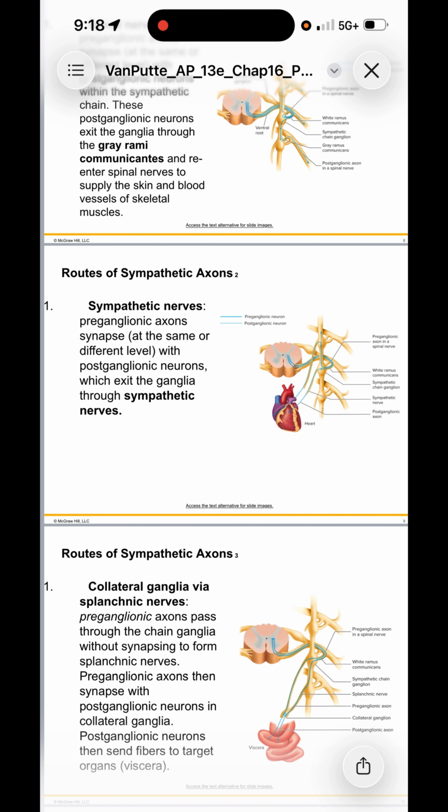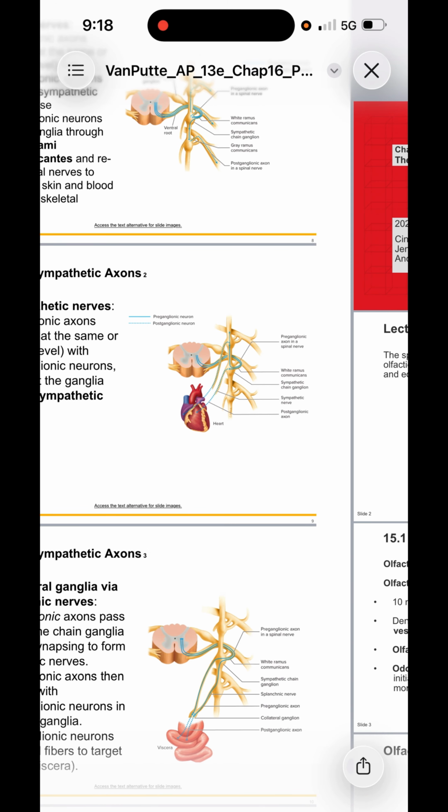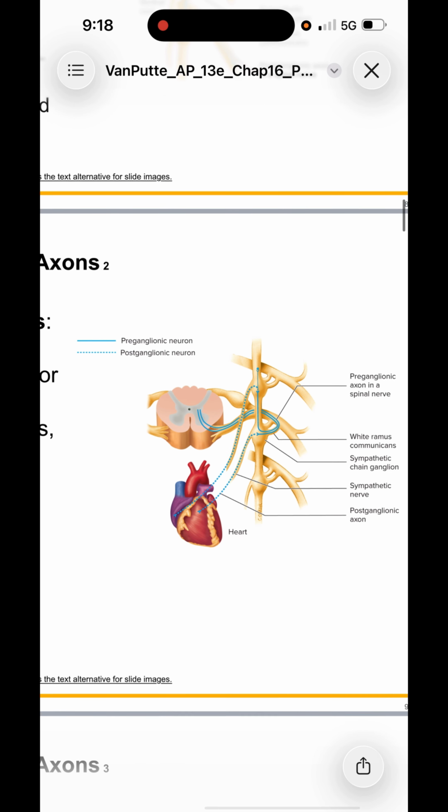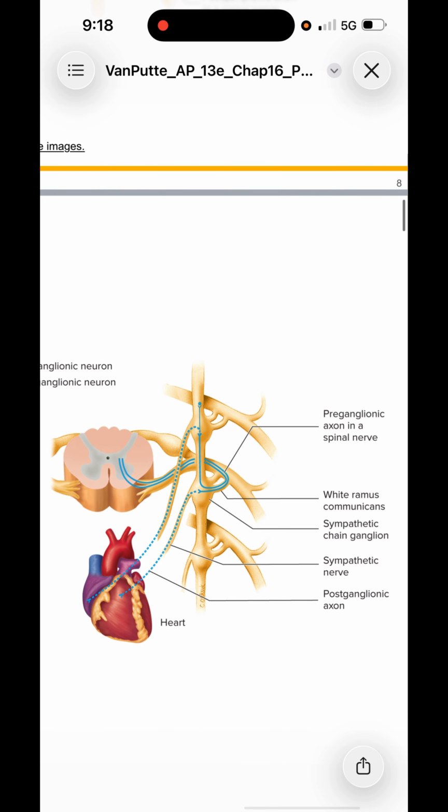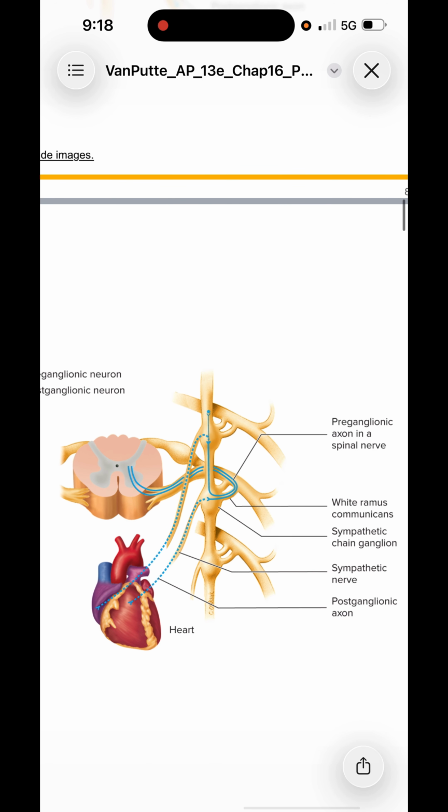Routes of sympathetic axons. 1. Sympathetic nerves. Preganglionic axons synapse at the same or different level with postganglionic neurons which exit the ganglia through sympathetic nerves. Preganglionic axon in a spinal nerve, white ramus communicans, sympathetic chain ganglion, sympathetic nerve, postganglionic axon, heart.